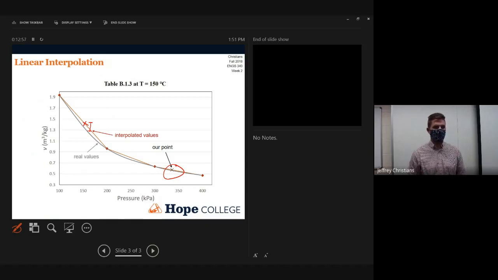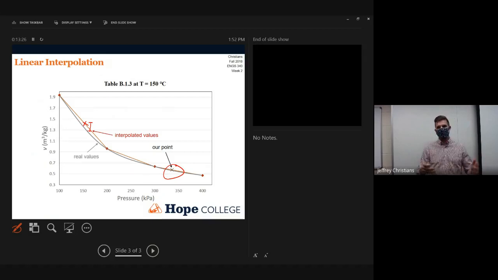We're going to pretend that interpolated values are the real values, because most of the time, when we're doing steam tables and interpolation, the exact answer doesn't matter that much. We're more interested in the process and how to think about it. We're not calculating the performance of a real system where it matters if we're off by 5%.